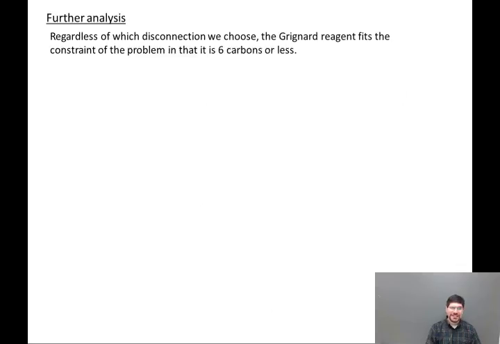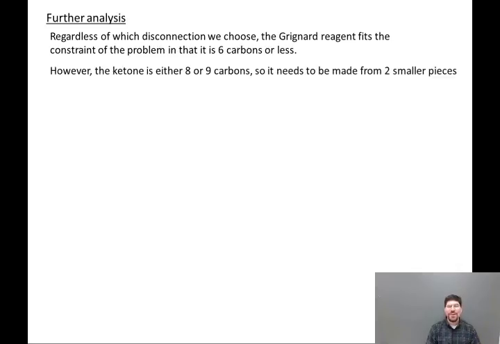Okay, further analysis. So regardless of which disconnection we choose, the Grignard reagent fits the constraint of the problem in that it is 6 carbons or less. However, the ketone does not fit the constraint of the problem. The ketone is either, depending on which disconnection we choose, an 8-carbon ketone or a 9-carbon ketone. So the ketone is going to need to be made from 2 smaller pieces. That's why this becomes a multi-step synthesis problem rather than a single-step synthesis problem.